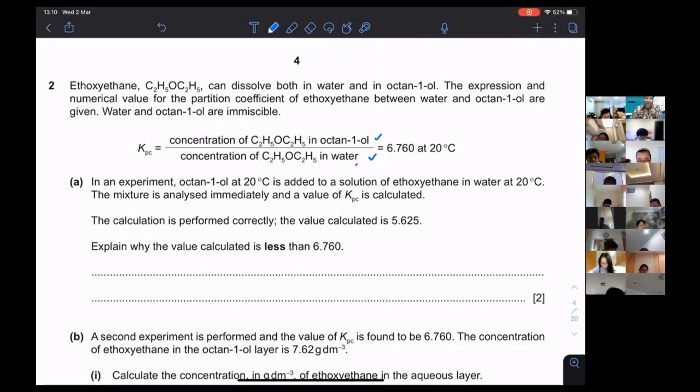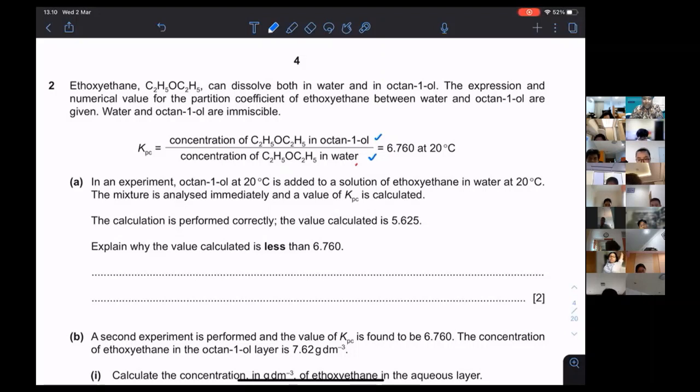They found out that value. Then in one experiment, they take octane 1-ol and try to recreate that experiment. They put the octane 1-ol at 20 degrees Celsius and add it to a solution of ethoxyethane in water. So basically, ethoxyethane in water will start to dissolve in octane 1-ol also, at 20 degrees. You can see the temperature is still the same.